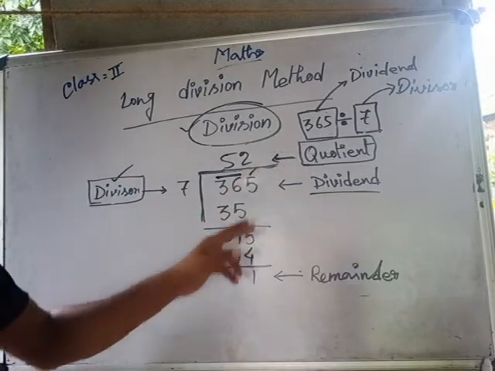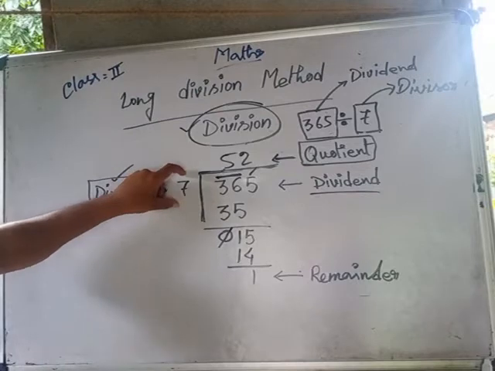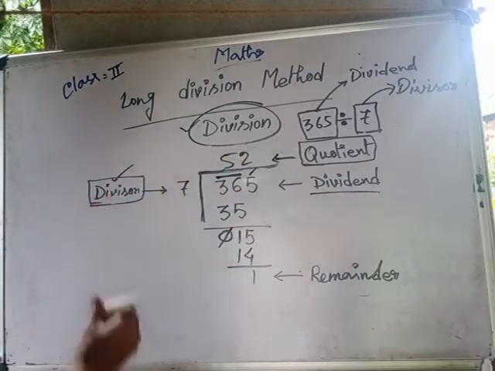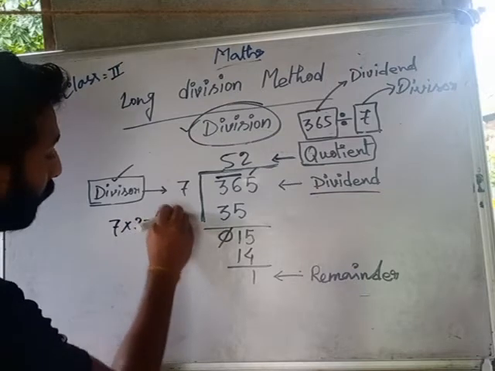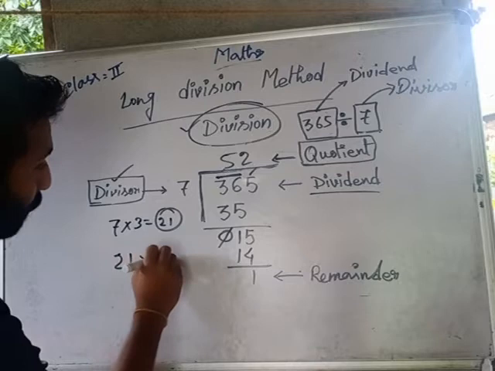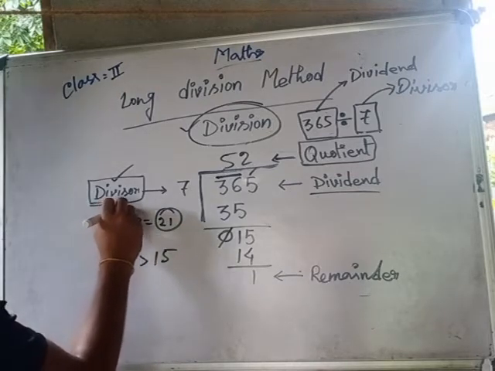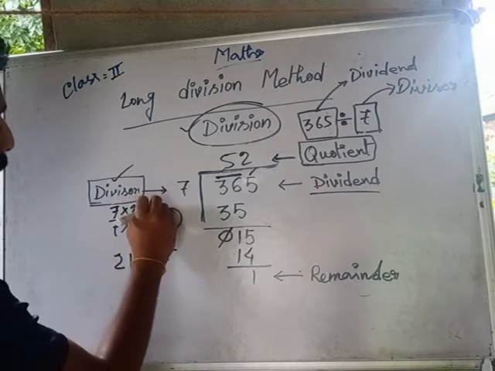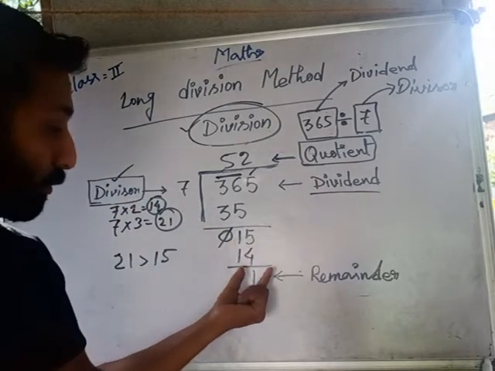After that I will take 5 from the dividend. 5 is here, and then I will also count the table of 7. 7 2s are 14. 7 3s are 21, and 21 is greater than 15. That's why we should take 7 2s are 14, because 14 is less than 15. So we should write here 14.